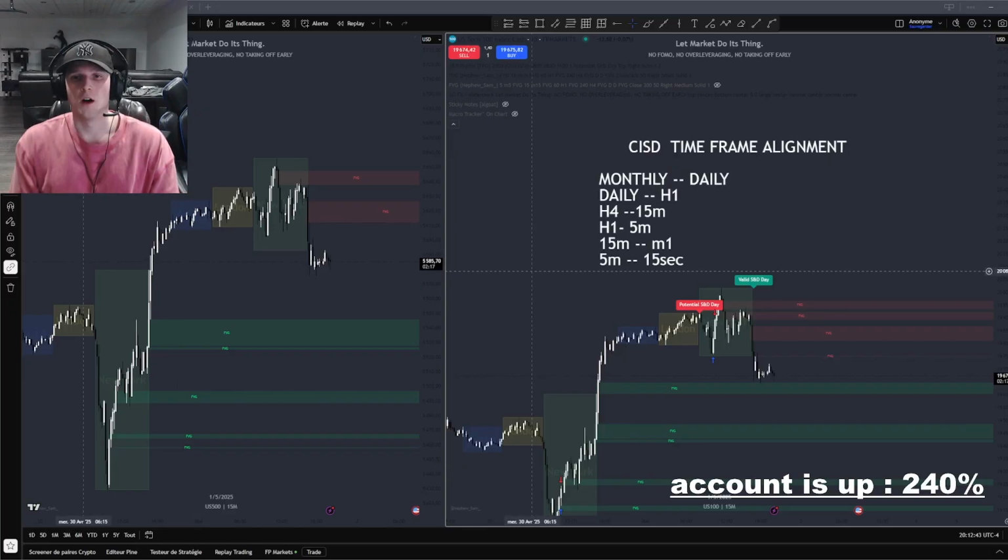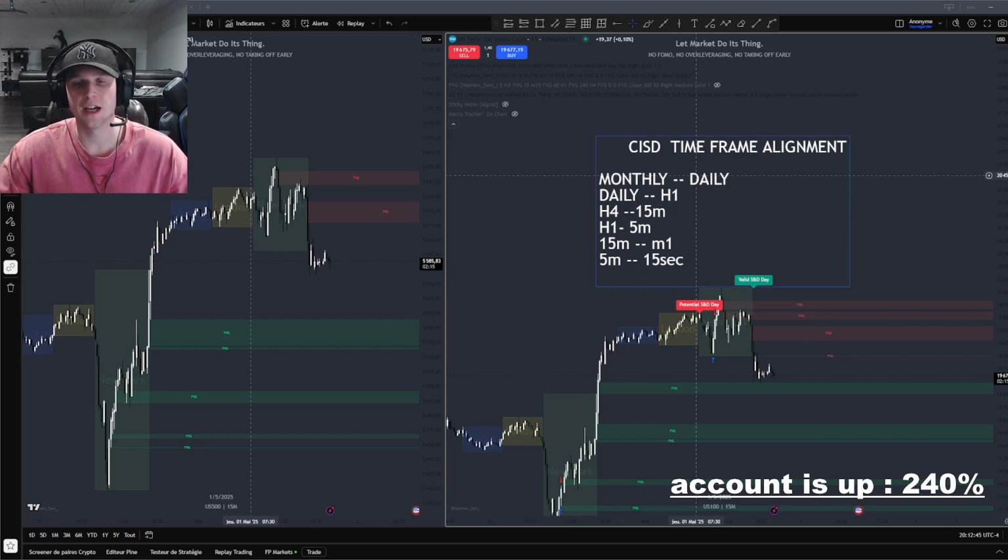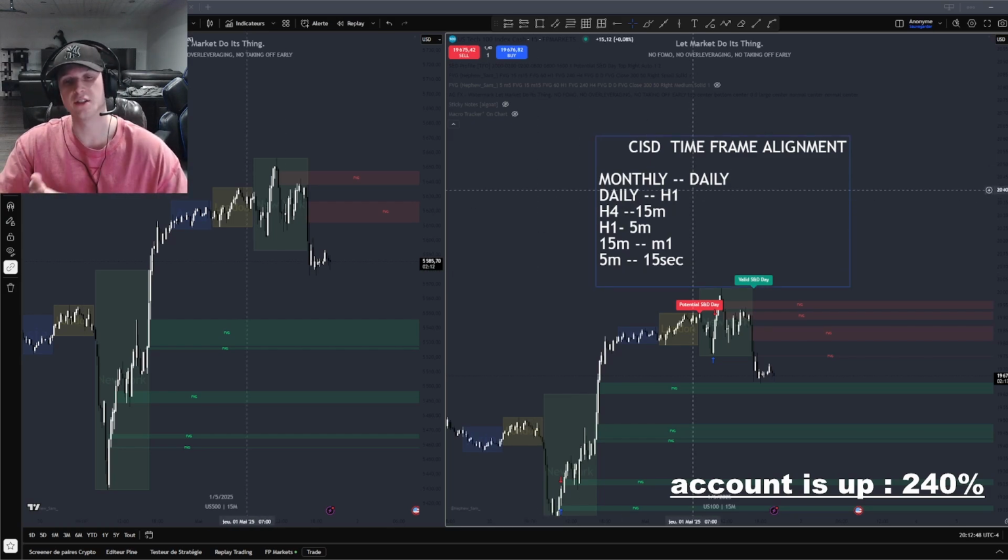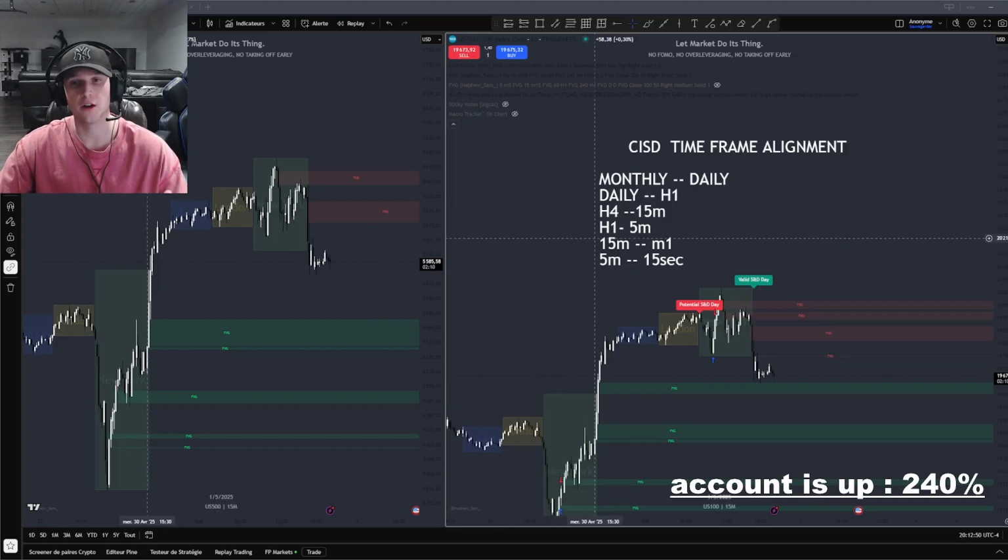Okay? Alrighty, so I wrote down on the screen here all the time frame alignments for the CISD. So this is very important. You guys want to screenshot this, learn this by heart. I forgot a thing here. It's bothering me. I'm going to add it now.